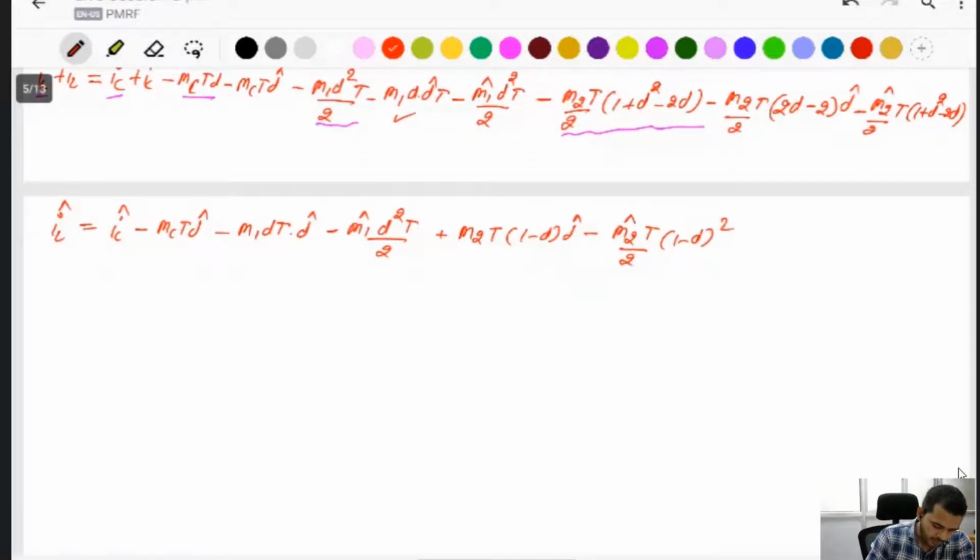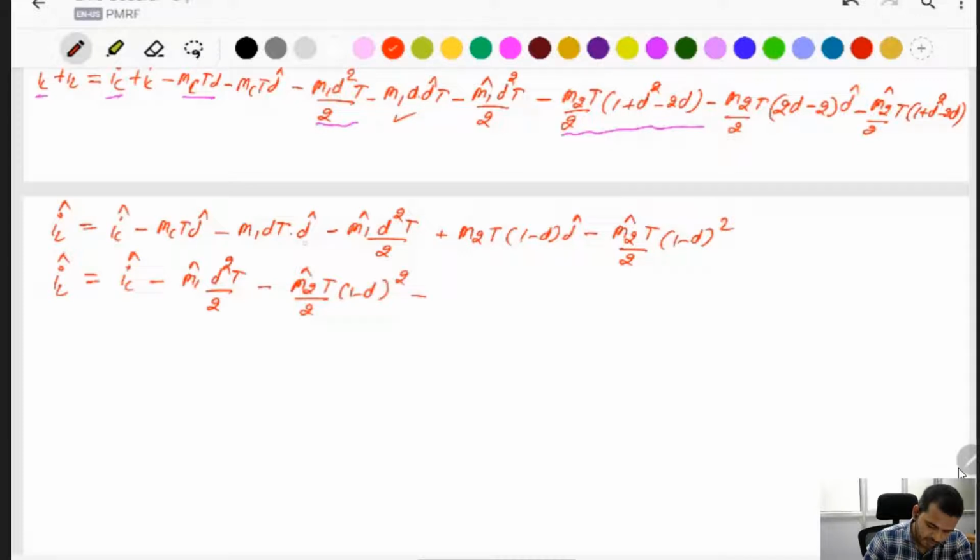Take D cap as common. IL cap is equal to IC minus M1 cap D square T by 2 minus M2 cap T divided by 2 (1 minus D) whole square, minus D cap. Take a comma, then find M1 DT minus of M2 (1 minus D)T.